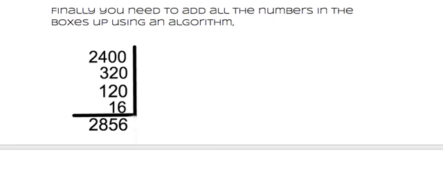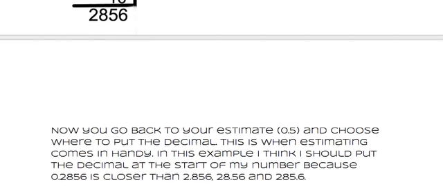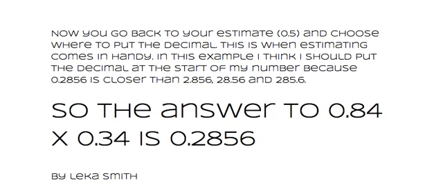Finally, you need to add all the numbers in the boxes up using an algorithm. Now you go back to your estimate, mine being 0.5, and you choose where to put the decimal. This is when that estimating step comes in handy.